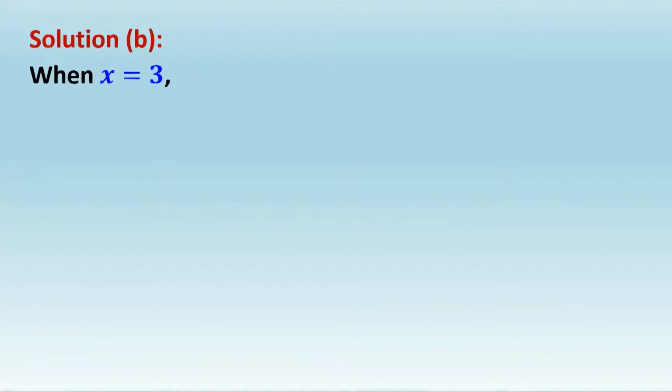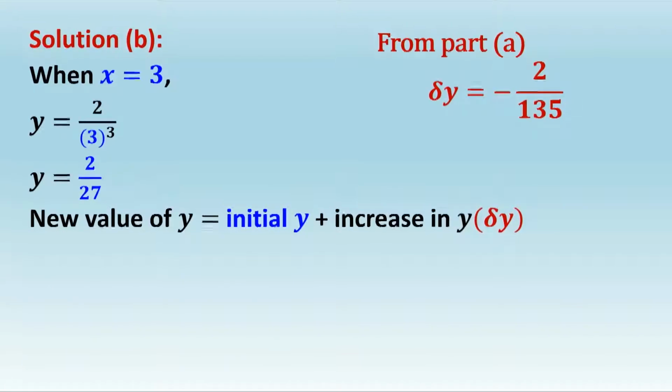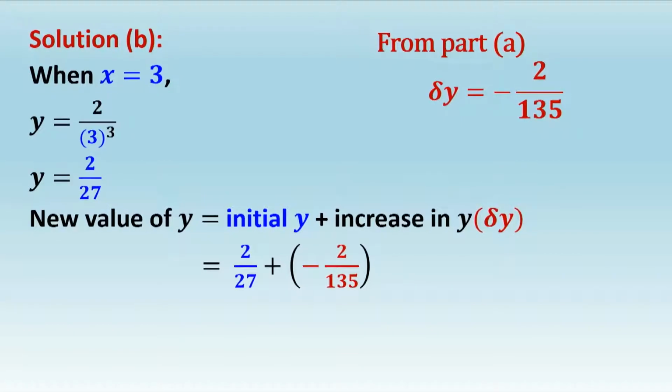When x = 3, y = 2 over 3³, which is equal to 2 over 27. New value of y = initial y + increase in y. From part A, Δy = −2 over 135. Substituting these values, we get 2 over 27 plus (−2 over 135). Evaluating this, we get 8 over 135.